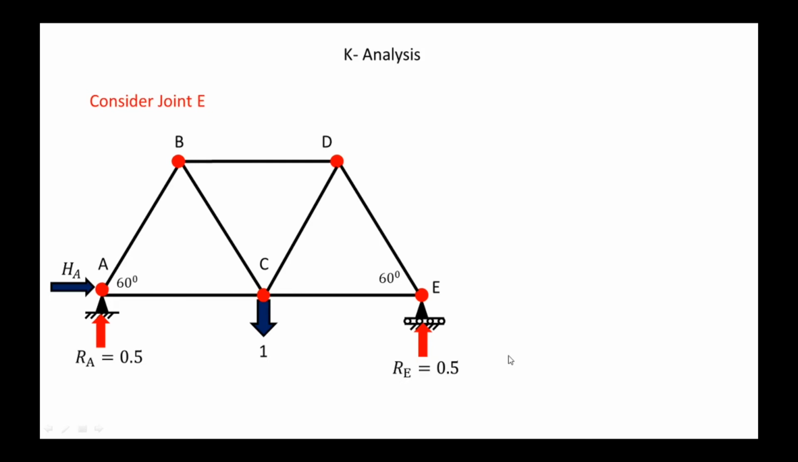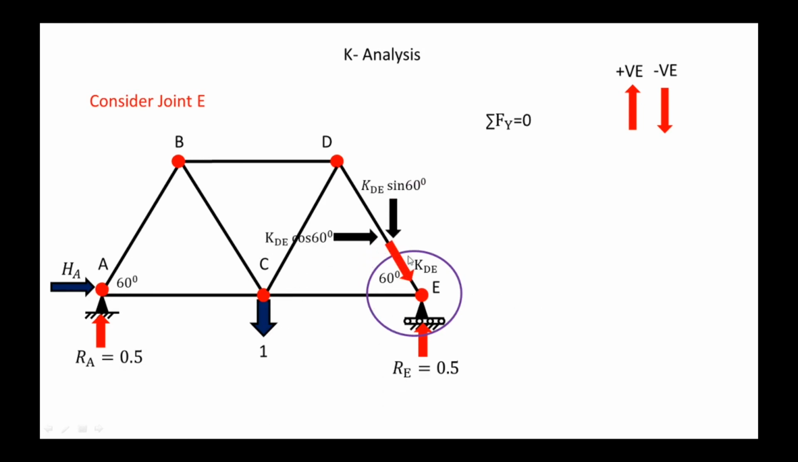Again consider the joint E here. Now again resolve this joint vertically. First sigma Fy equal to 0. This is our sign convention. Vertically upward is plus and vertically downward is minus. So here we are assuming KD is toward the joint. So resolve this KD in the vertical and the horizontal way. So this KD is in the downward direction, that is why it's minus, and RE in the upward direction is a plus.